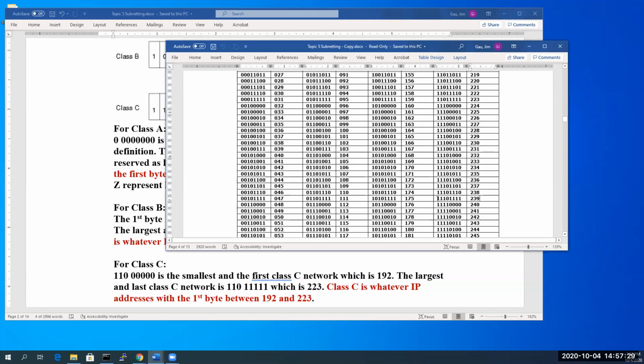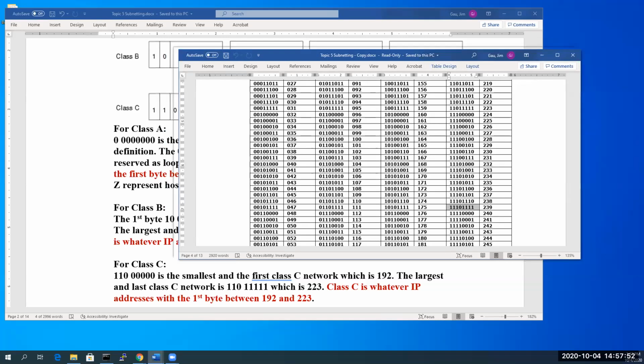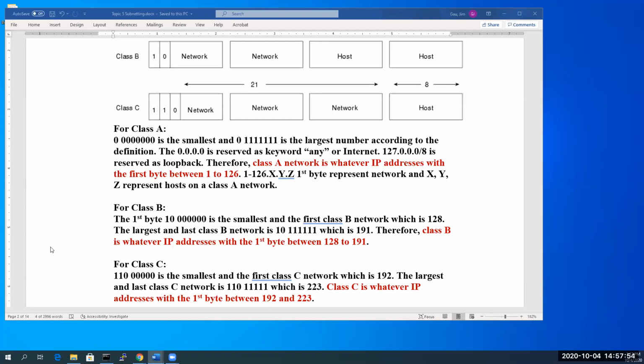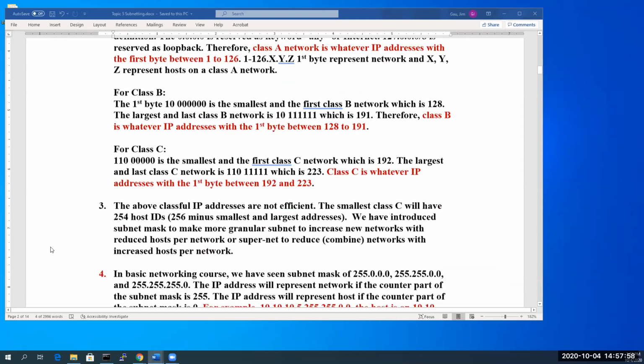Okay, so let me highlight it. Okay, so this is 1110, the largest one. So you know the multicast class D is from 224 all the way to 239, and then 240, starting from that, is class E, which is experimental. We don't use that anymore. So this is the definition of class A, B, C, D, and E. All right.